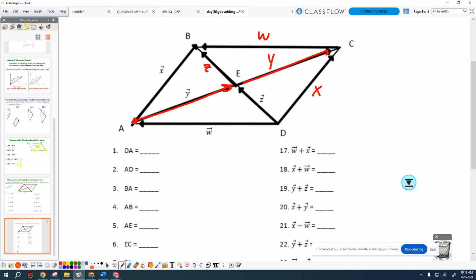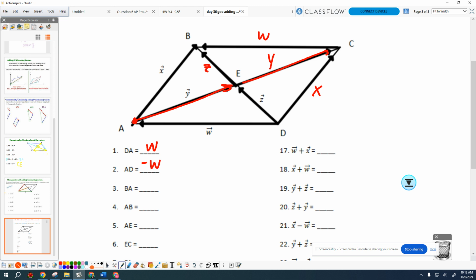Alright, so, Ben, what is the name of the vector that goes from D to A? W. Okay. What is the answer of the vector that goes from A to D? Negative W. So if it's exactly the same length, opposite direction, you put a negative on it. I thought A to D would be positive. Yeah, the arrow's facing that way.